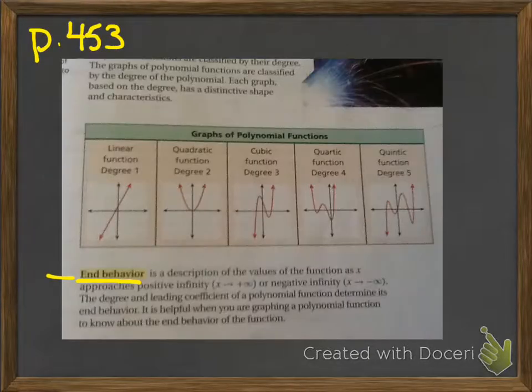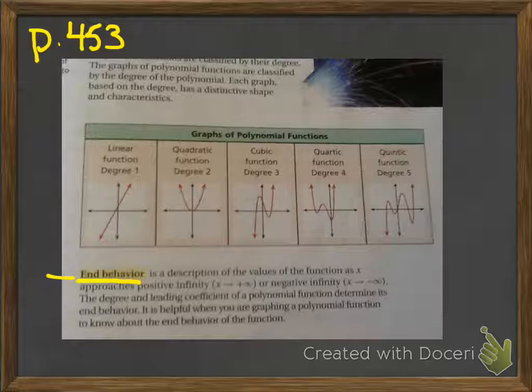So on page 453 you have the different types of graphs of polynomial functions that we've seen and possible ways that they can look. So notice how a quadratic function, degree of 2, and a quartic function, degree of 4, both can have graphs that go in the same direction. Linear and cubic and quintic functions have graphs that end up going in opposite directions. And that creates what we call end behavior.